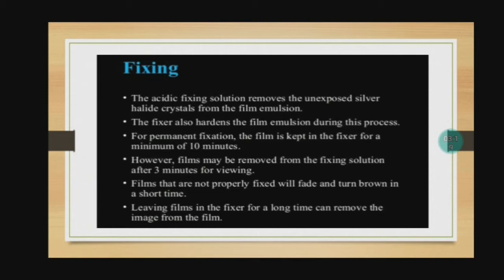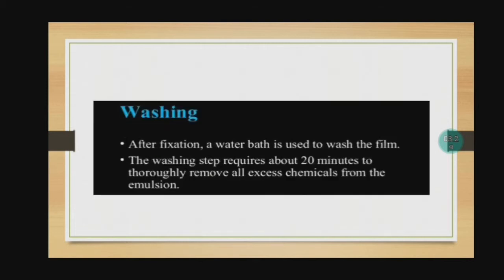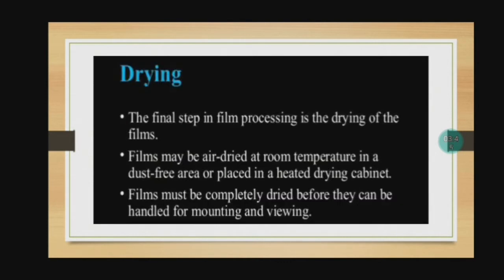Films that are not properly fixed will fade and turn brown in a short time. Leaving films in the fixer for a long time can remove the image from the film. Next is the washing. After fixation, a water bath is used to wash the film. The washing step requires about 20 minutes to thoroughly remove all excess chemicals from the emulsion.